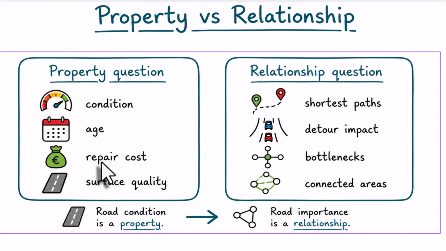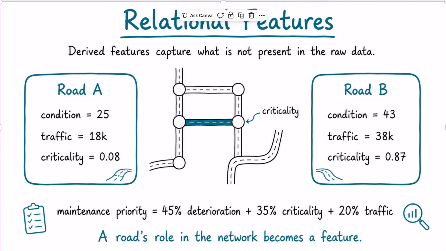So we have again that property versus relationship. We have condition, age, repair surface, and then we've got here the shortest path, detour, bottleneck, and connected area. So a relational feature is when we have a road, and in that road we can say road A has a condition, and road B has a condition, and the maintenance priority is based on those 3 criteria that I mentioned. So then that road's role in the network becomes a feature.